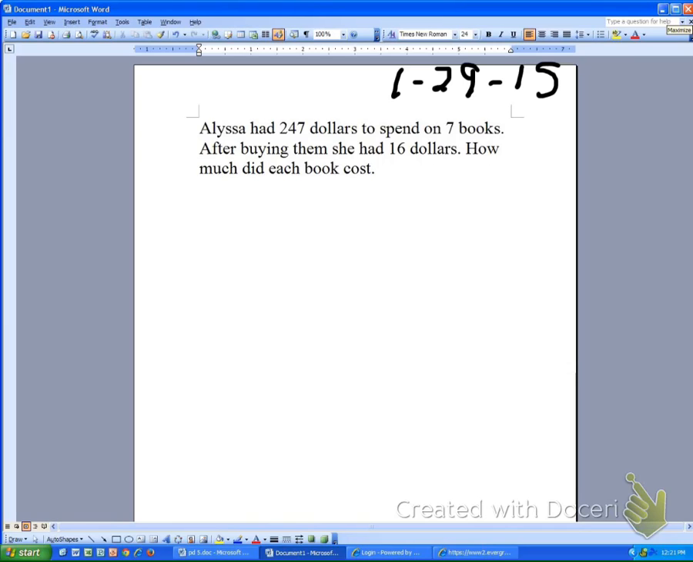So go ahead and define your variable, meaning write down on your paper what it means, and set up your equation, and then turn the video back on and see if you're correct with your equation.